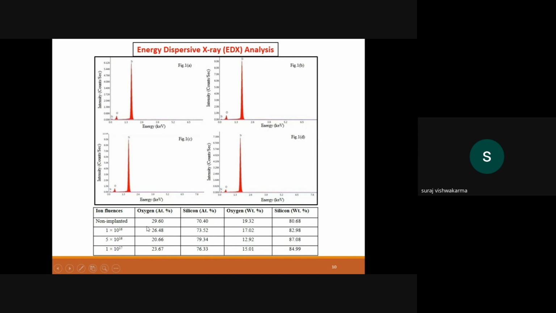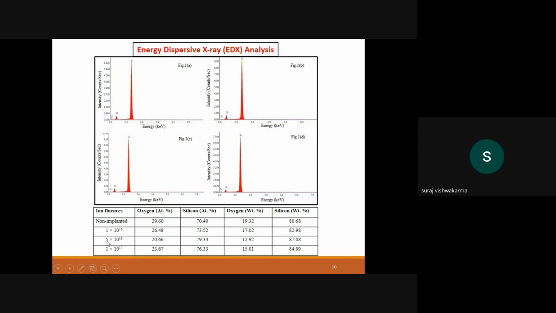Now, when you implant, when the ion goes inside, it breaks the structure. So in SiO2 there will be some breakage of the SiO2 bonds, and silicon will go through, so additional silicon ions will be accumulating inside. So silicon will have some increase in the percentage value. You can see 73.52 over here; the weight percent is increased compared to this.